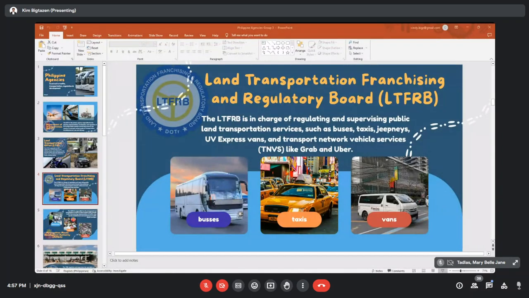So for the LTFRB, Land Transportation Franchising and Regulatory Board, the LTFRB is in charge of regulating and supervising public land transportation services such as buses, taxis, jeepneys, UV Express vans, and transport network vehicle services like Grab and Uber. So ang LTFRB kay in charge sa mga mag-regulate or mag-supervise sa mga public land transportation such as ang buses, taxis, or jeepneys.